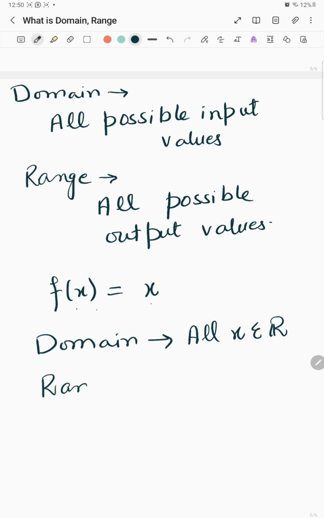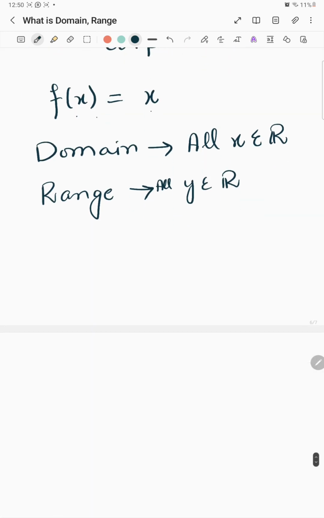What is range? What can be the answer of the function f of x is equal to x? What can be the output values? Any value, any number from the set of real numbers. So all y belongs to real numbers. Let's take another example.